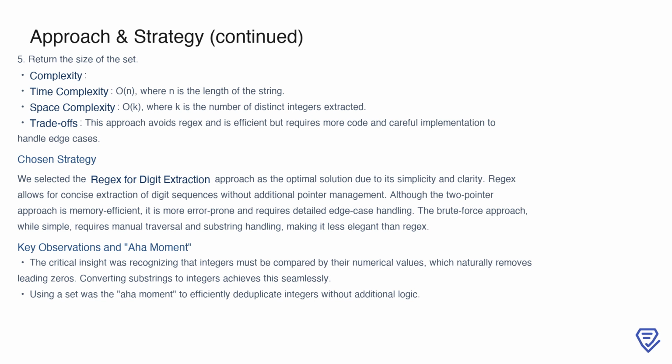This approach still has linear time complexity since the string is traversed once, and the space complexity remains proportional to the number of distinct integers extracted. The trade-offs here are that while this method avoids the need for regex, it requires careful implementation. Managing the pointers and handling edge cases, such as adjacent non-digit characters or strings that start or end with digits, can make the code more error-prone and verbose.